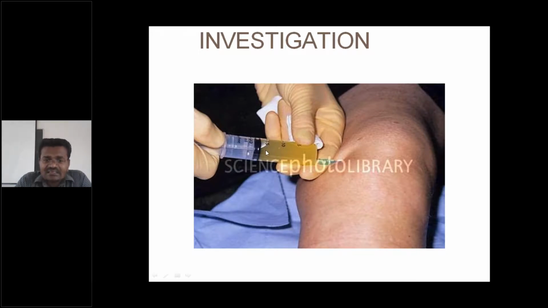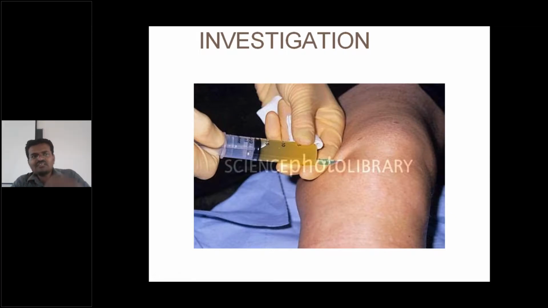We will insert a needle. Here you can see this is almost like normal synovial fluid. Normal synovial fluid will have a yellowish tinge and will be transparent. This one is somewhat turbid, but it is not exactly infection. It may be due to early stages, or some rheumatoid arthritis. But in septic arthritis there will be frank pus, we can aspirate frank pus, and it will be white in color. But white color can be there even in gout.